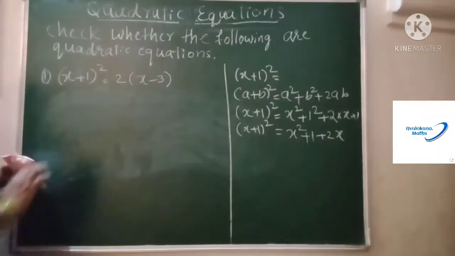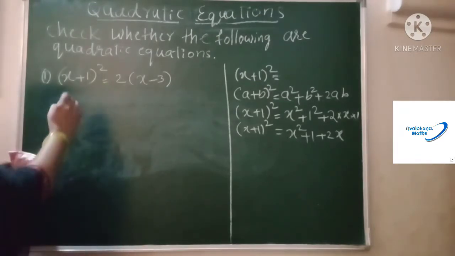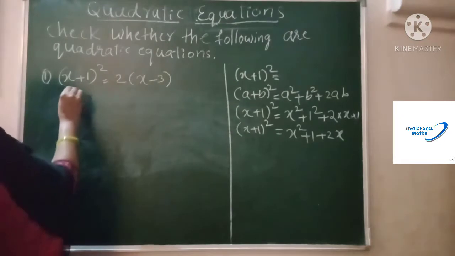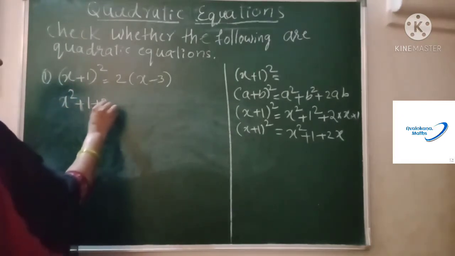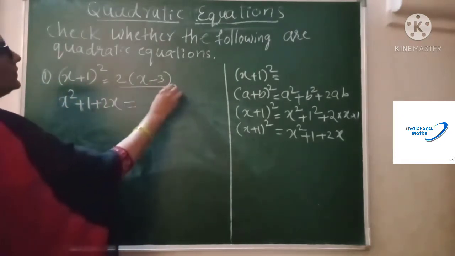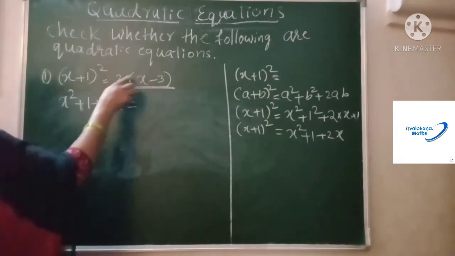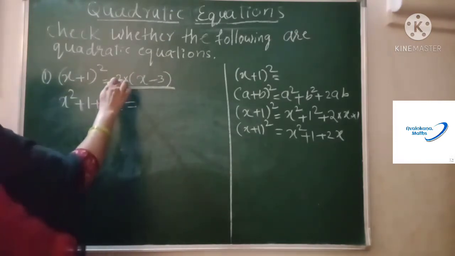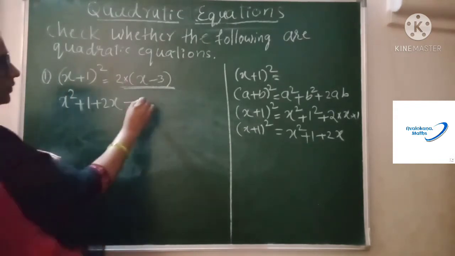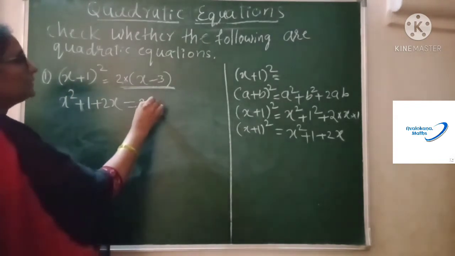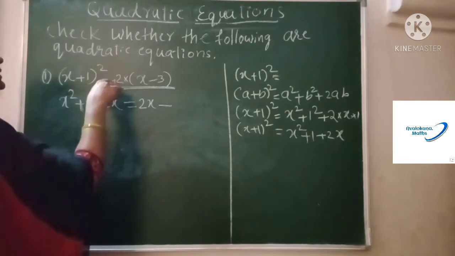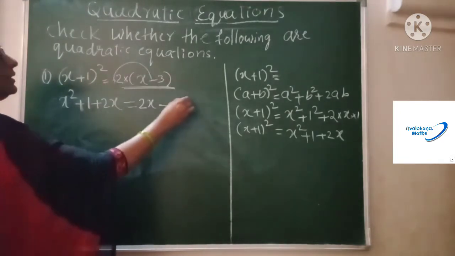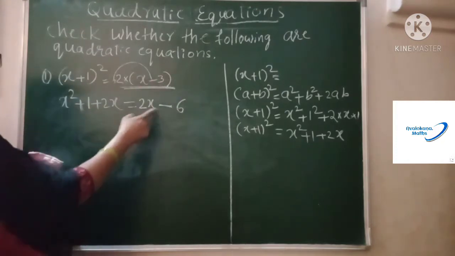Okay, now listen. Now (x + 1) whole square we have got as x square plus 1 plus 2x is equal to the multiplication of (x minus 3) with 2. Here is the easiest method I am going to explain. 2 into x is 2x. Plus minus is minus, 2 into 3 is 6. Very simple, 2 3s are 6.